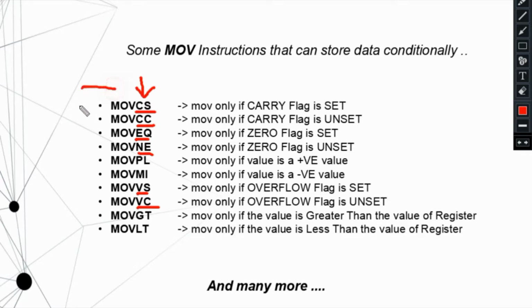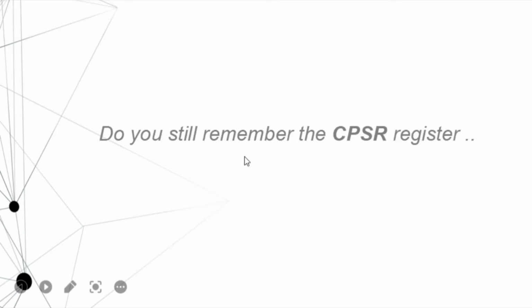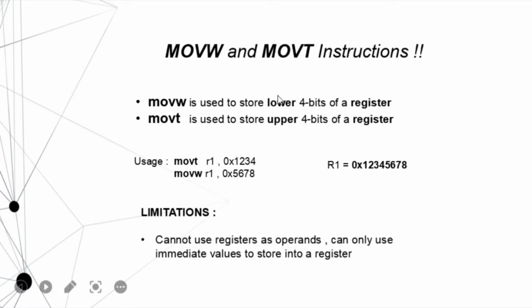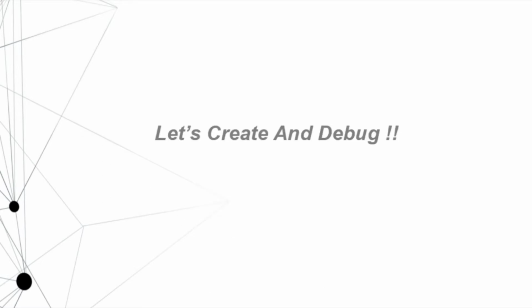So all of these instructions are just conditional move instructions which validate the values of the CPSR register and perform the move operation on the operand. So let's create a program where we will use all of these instructions which we have just visited, like the move instruction, MOVW, MOVT, and all the conditional move instructions, and try to showcase what is happening internally at the debugger level. So let's create a program and debug. Let's move on to our computer screen.